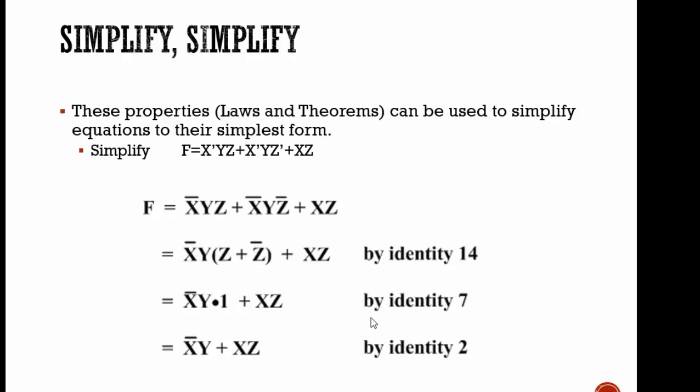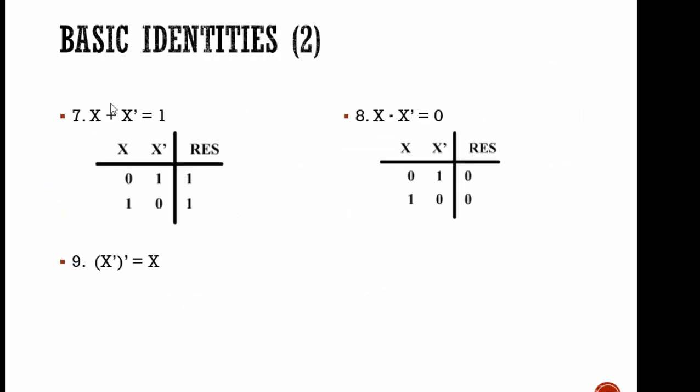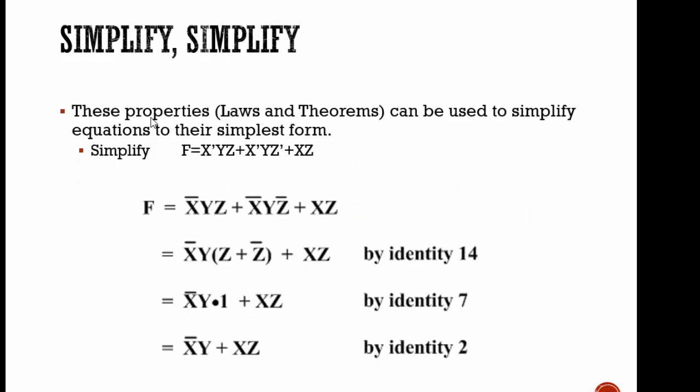Remember, that is identity number 7. Let's take a look at identity number 7, and that is this one. Any variable you OR with its complement will always be equal to 1. Let's go back there, and that is true. So the z and not z is actually equal to 1. That's why we have xy and 1 plus xz.